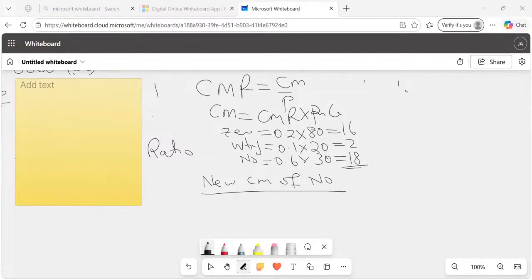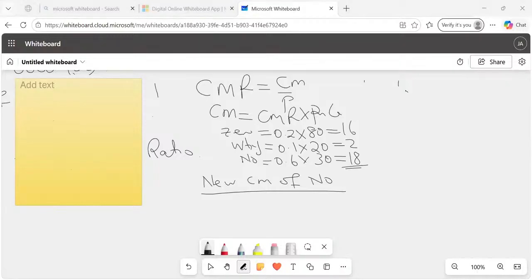Everybody, you see, I don't want a new price. I want the new contribution margin of No Fly. The guys giving me 27, they're giving me a new price. And me, I want a new contribution margin.